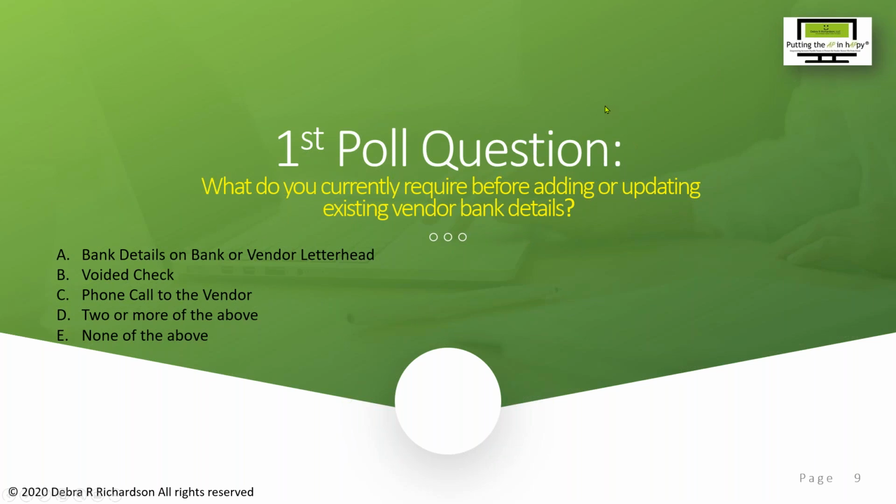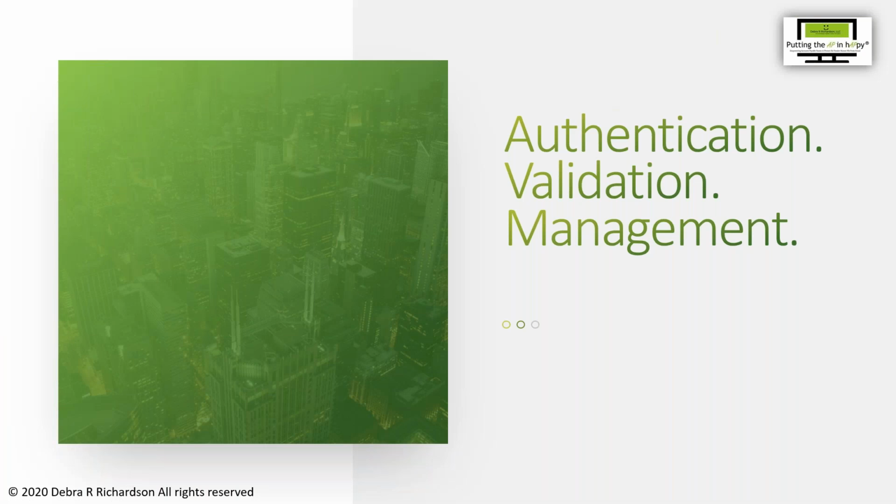Okay, all right, so I will go ahead and go to the next screen, and we will start with my proprietary authentication validation management process that I use for my clients that still have manual or fully manual vendor processes to make sure that they have real vendors, avoid fraud and regulatory fines. And then again, we're going to apply that to collecting and validating vendor bank details.